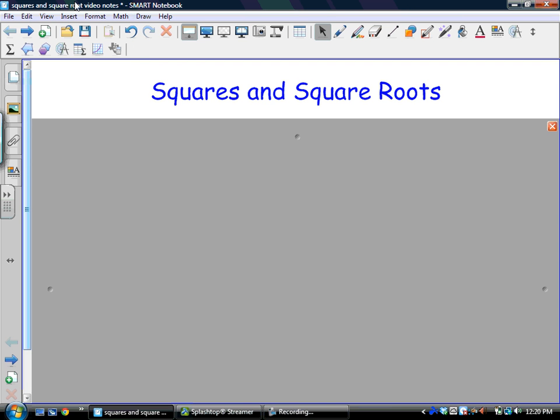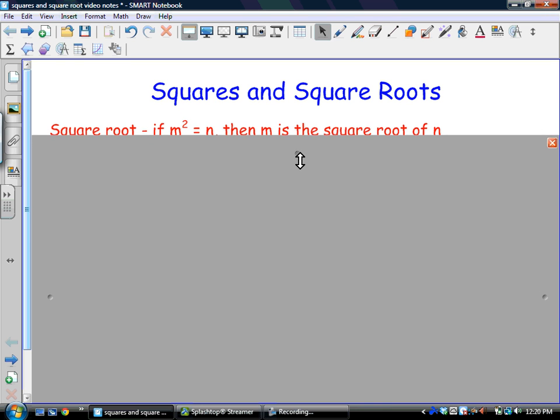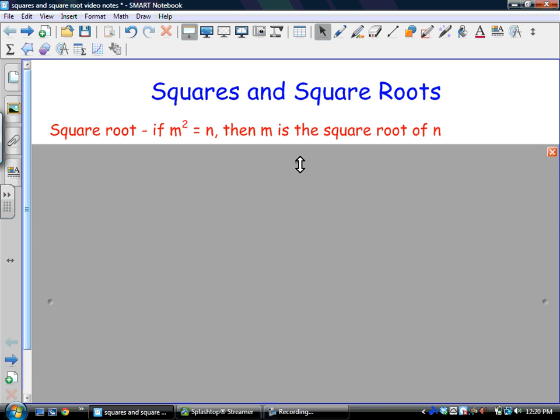So today we're going to talk about squares and square roots. We're going to start with a couple of definitions, and the first definition is square root. Now you got to remember, when we talk about squares here, I don't mean the shape of square. Squares mean the answer you get when you square a number. Those are the squares we're talking about today.